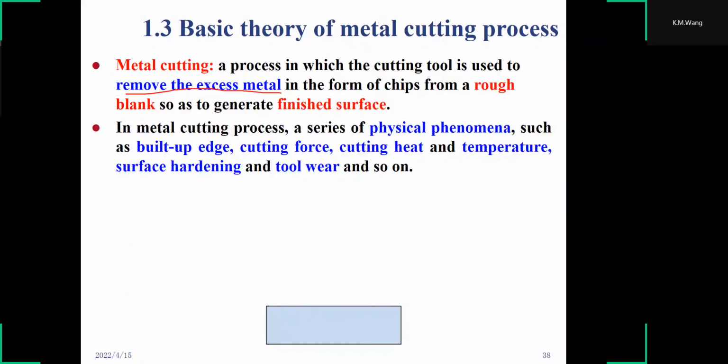In the metal cutting process, there is a series of physical phenomena such as build-up edge, cutting force, cutting heat and temperature, surface work hardening, and tool wear, and so on. In this part, we will study all of these physical phenomena.